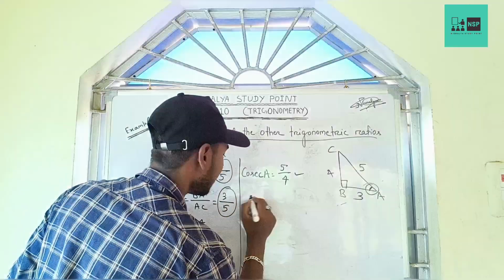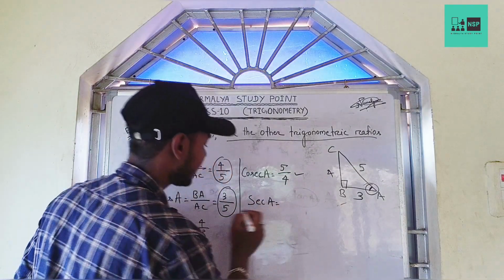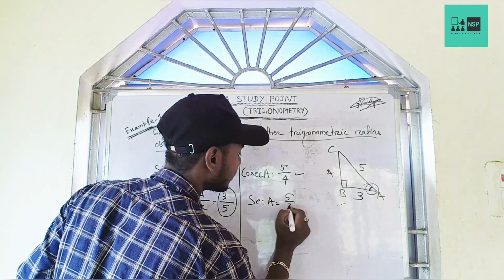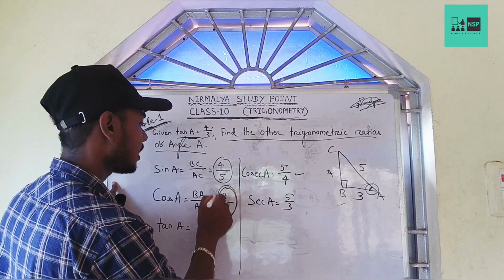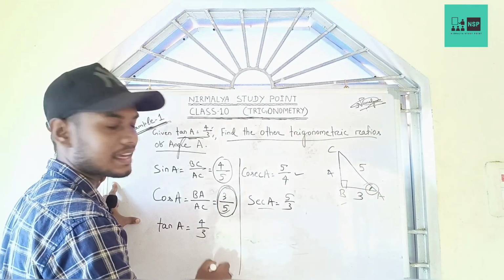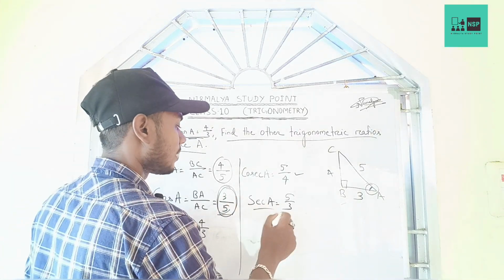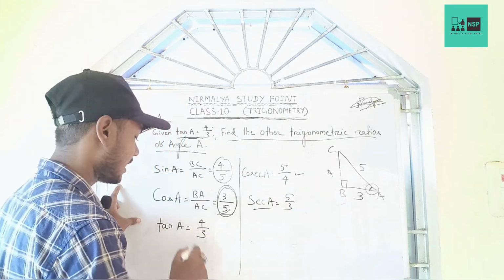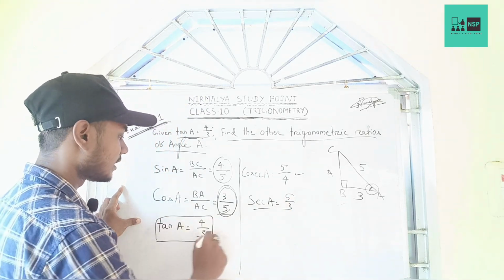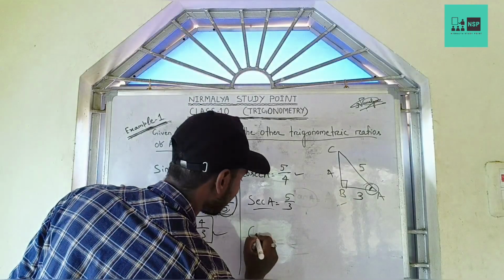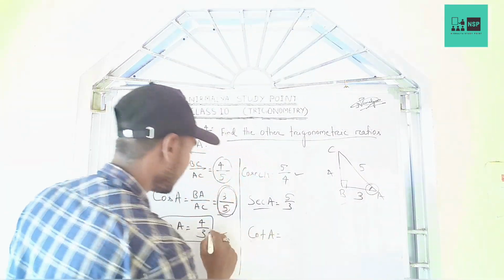So we can write sec A. Sec A is equal to 5 by 3 because the reciprocal of cos A is sec A. So the value of cos A is equal to 3 by 5, so the value of sec A will be 5 by 3. Like that, tan A is equal to 4 by 3. It is given. So cot A will be the reciprocal of this.